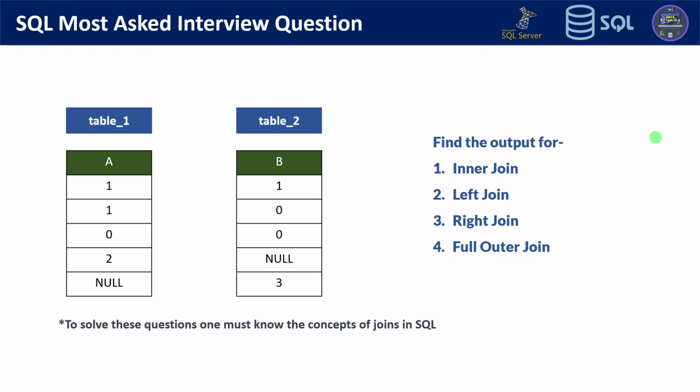All right. So in front of you, you can see there are two tables, and in each table there are different values. In table one, there is a column A with different values, and in table two, there is a column B with different values. You will be asked to find out the output for inner join, left join, right join, and full outer join. Your interviewer will ask you to find out the output, or in some cases the number of rows in the output. So this type of question is asked very often in these types of interviews.